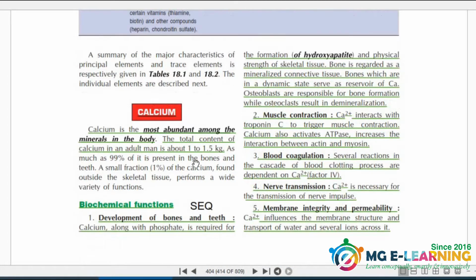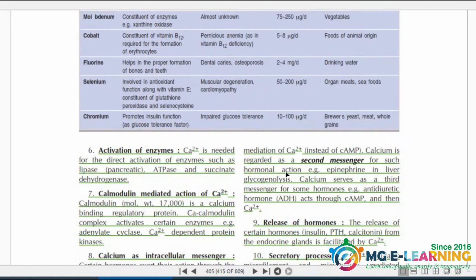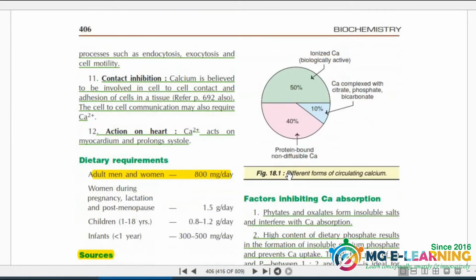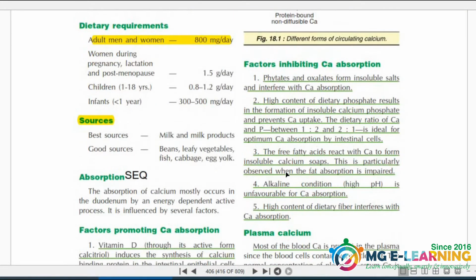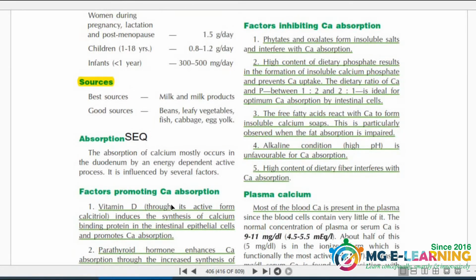First of all, our mineral is calcium. You should know the biochemical functions, disease states, and daily requirements of all the minerals. That is important for SEQs and MCQs. Now, the first SEQ is biochemical function of calcium. All these are underlined with green. This one, and absorption, that is the factors promoting calcium absorption and factors inhibiting calcium absorption, are important for SEQs.